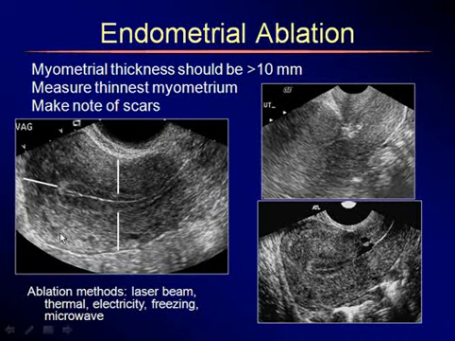So they want to have a nice thick covering of myometrium. So our job will be to measure the thinnest parts, not the thickest. So here would be the thinnest, not this thick part. Also make note of scars. So if there's a C-section scar, they will not be able to do that because of penetrating damage.